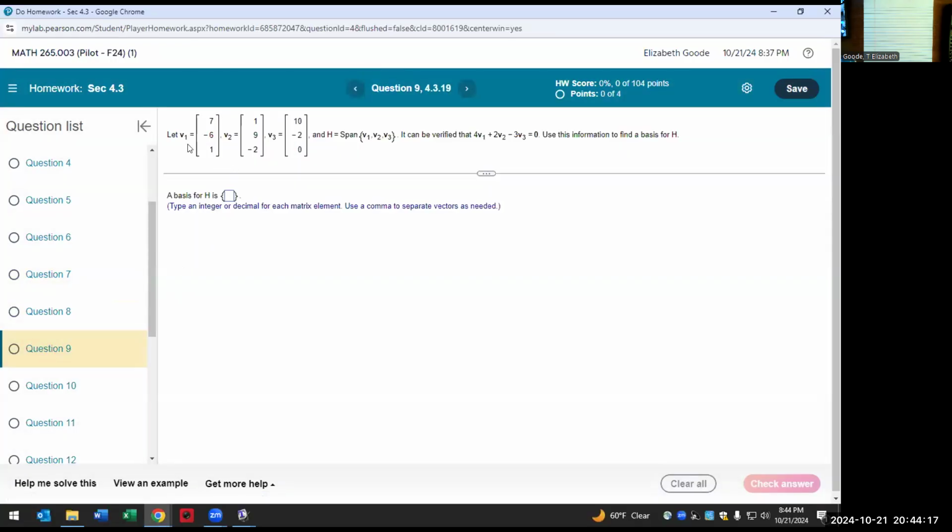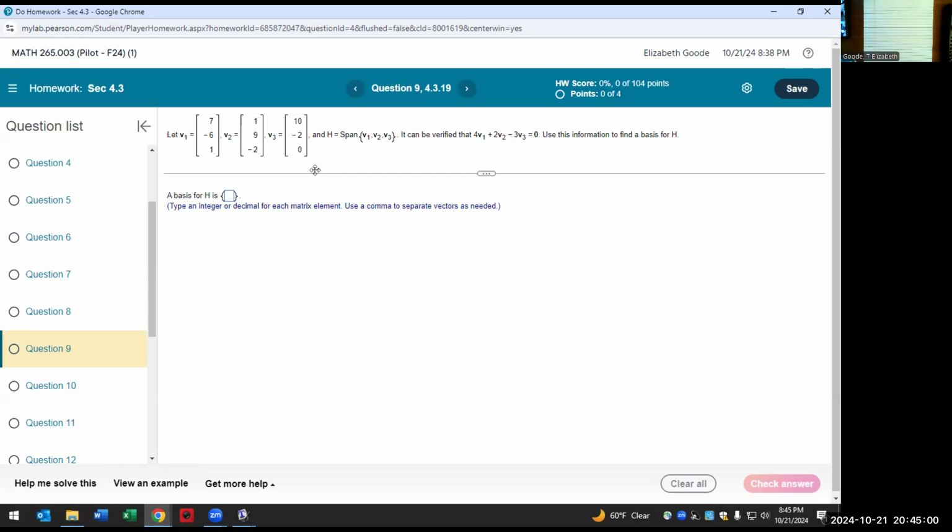All right, so number nine. Let's go to number nine. We've got three vectors, v1, v2, v3. We're in section 4.3. And H is the space whose span is those three vectors, so all linear combinations of v1, v2, and v3. It can be verified that 4v1 plus 2v2 minus 3v3 equals 0. So you may have a slightly different dependence relation. This means these vectors depend on one another. Use this information to find a basis for H. Okay?